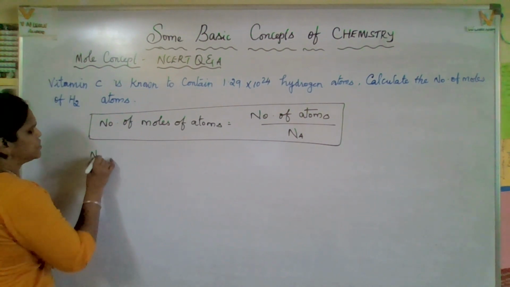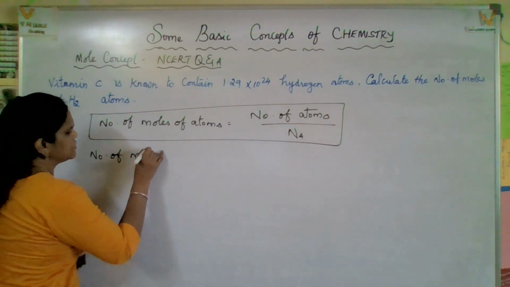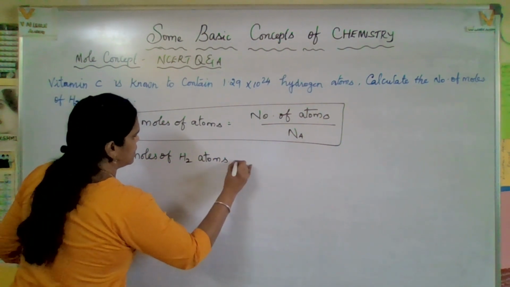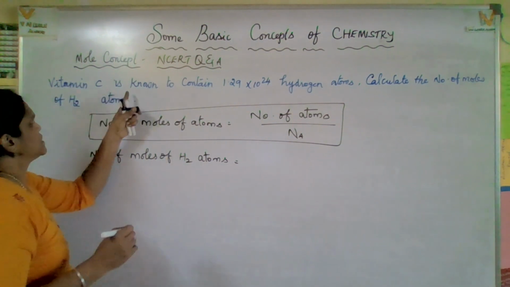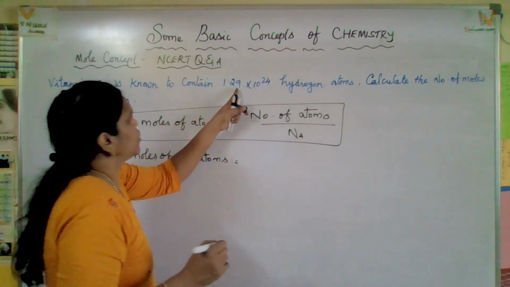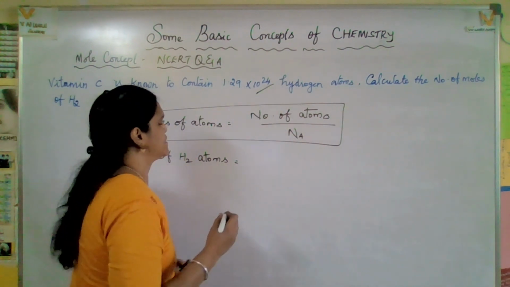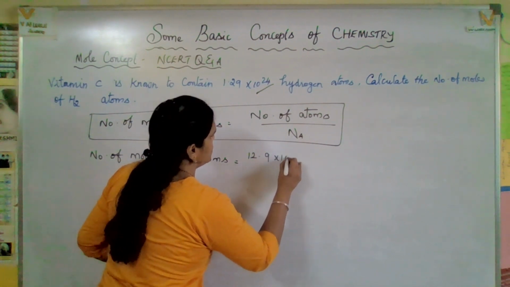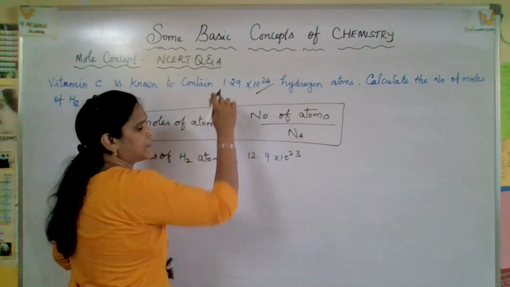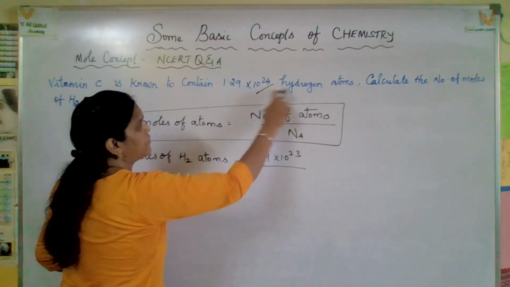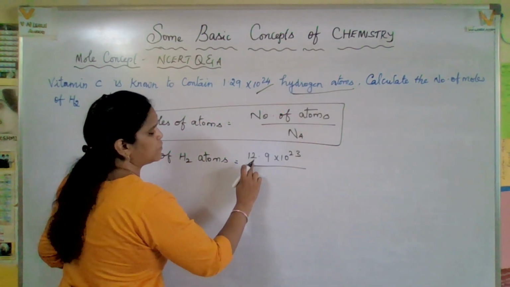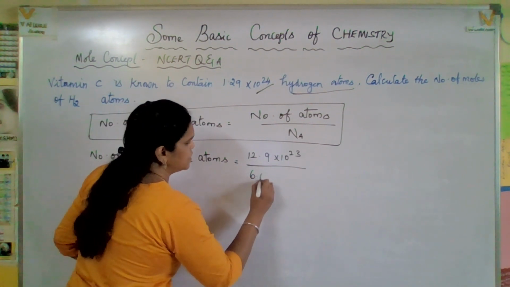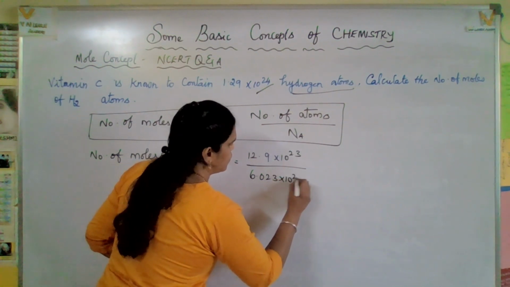So number of moles of hydrogen atoms is equal to, here they have given, Vitamin C is known to contain 1.29 into 10 to the power of 24 hydrogen atoms. Now let us change this to 12.9 into 10 to the power of 23. Shall we write it like this? Divided by, this is the number of hydrogen atoms. 12.9 into 10 to the power of 23 atoms divided by Avogadro number, 6.023 into 10 to the power of 23.